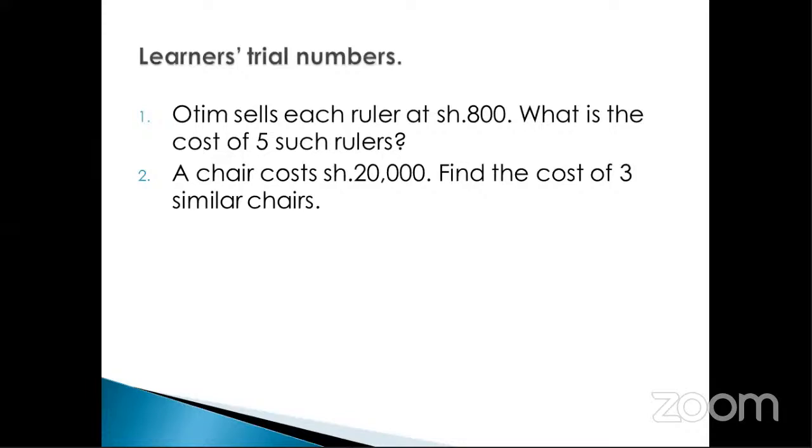A chair costs 20,000 shillings. Find the cost of 3 similar chairs. Very good, Jolie. So members, it is still your trial number. It is still your number, not mine. So do that number and then maybe I add you one more and we end there.